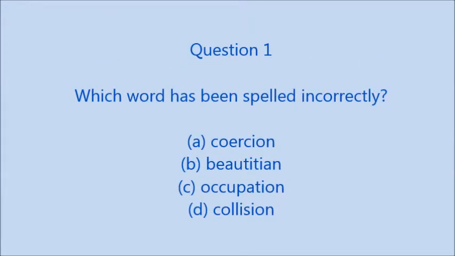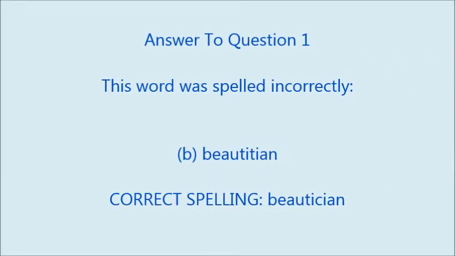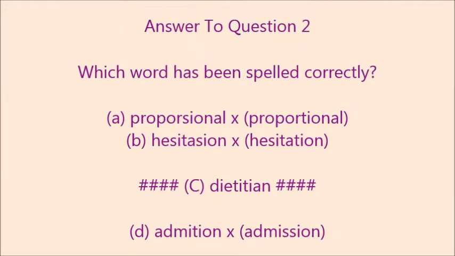The first question I was asking you there, which word has been spelt incorrectly out of this little lot? Was it A, coercion, B, beautician, C, occupation, or was it D, collision? So you should have had B for question number 1, beautician, because CIAN is how that word ends. Answer to question number 2, you should have had C, dietitian. That was the only word there to be correctly spelt from that selection of words. Okay, so for 2, you should have had C.